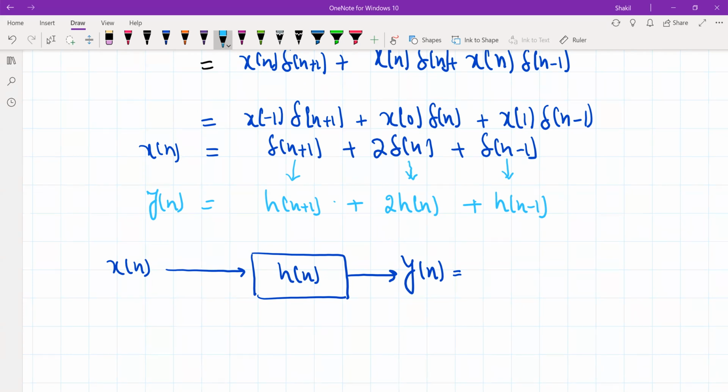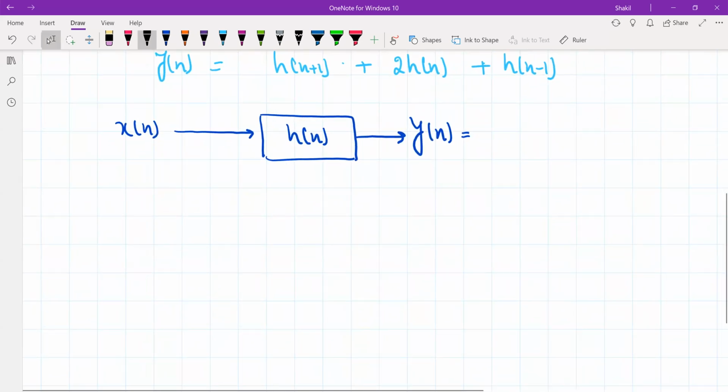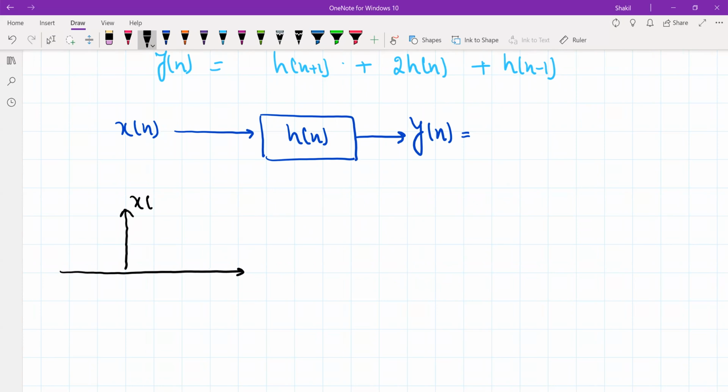Okay, let's see this graphically, step by step. Our x of n is this sequence: 1, 2, and 1. So this is 2 at n equal to 0, 1 at n equal to 1, and 1 at n equal to minus 1, and these other sample values are 0. So this is our x of n.